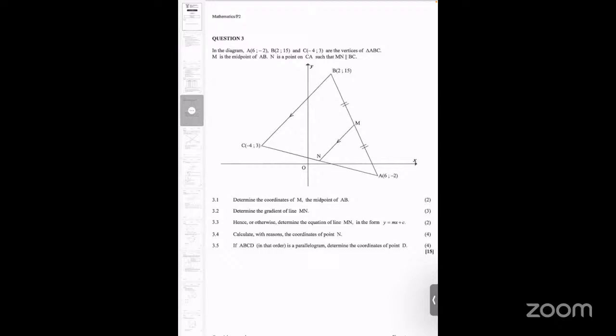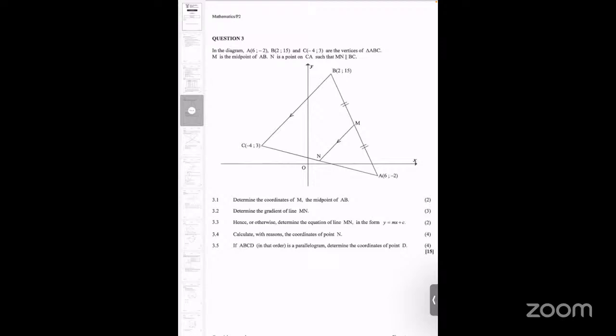Now there's a question which says hence or otherwise, determine the equation of line MN in the form that. Okay, let me not say much. And then they say calculate with reasons the coordinates of N. So there must be a reason why you are going to calculate the way you are going to calculate, but the coordinates of N is what they want you to find.